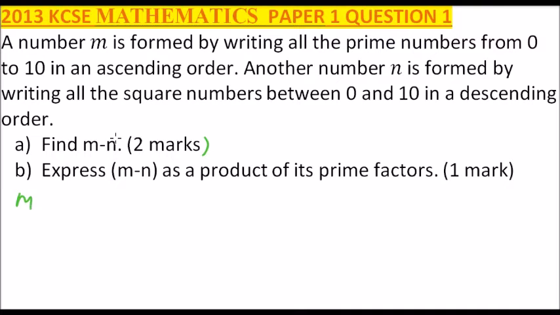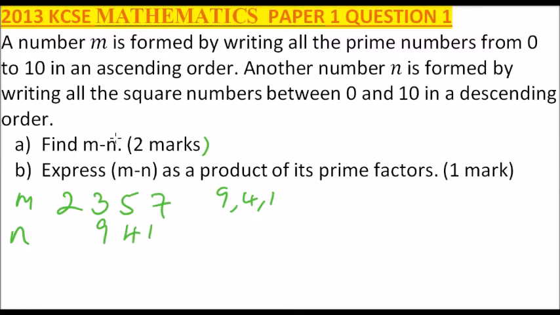Our number m, we are supposed to write the prime numbers in ascending order. So we have 2, then we have 3, we have 5, and finally we have 7. n is formed by square numbers descending. So it means we have, descending, 9, 4, and 1. So we have 9, 41.